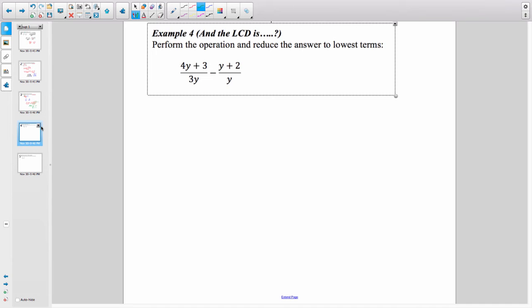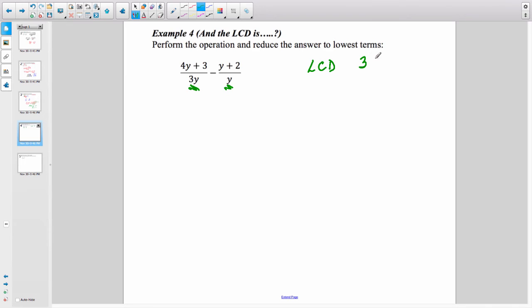Now, this one does not have common denominators yet. So we have to figure out what the common denominator would be. In this case, I would say my lowest common denominator would be 3y, because it's the term that both of my denominators can go into. For example, 3y can go into 3y once. Y can go into 3y 3 times.